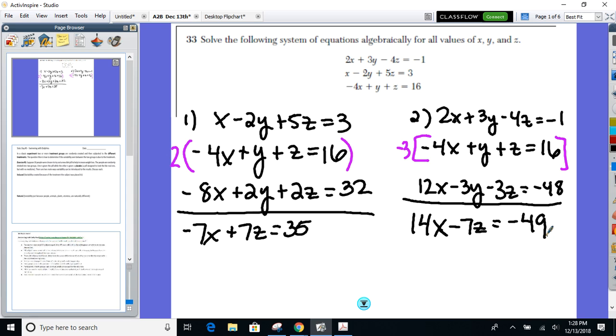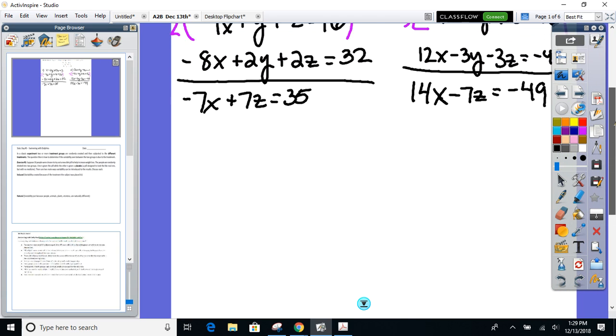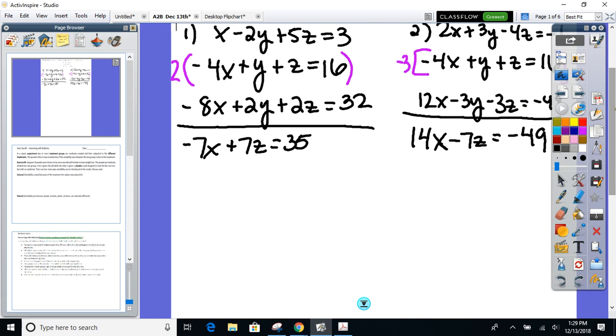Now you need to get rid of another variable, either x or z, based on the 2 equations you were left over with. I hope you're going to say z, because I don't need to do a darn thing, do I? Okay, I can eliminate the z's now. So all I'm going to do is rewrite this. Negative 7x plus 7z equals 35. Write the second one I came up with.